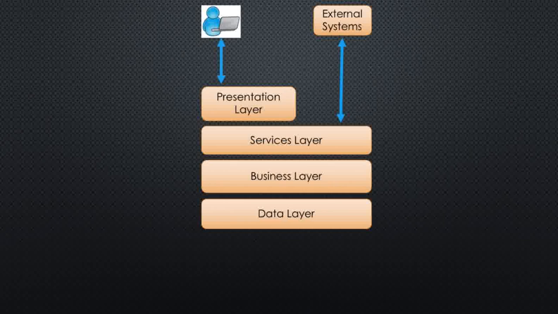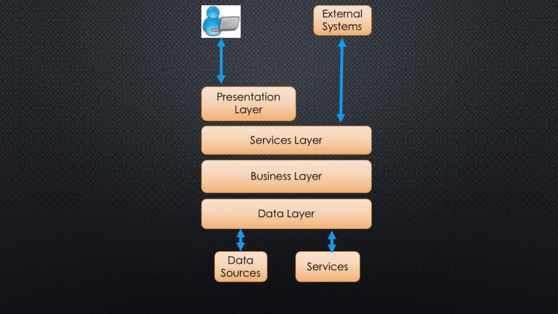And here's the data layer. This is where the access to the data sources is programmed. So this is where we put in which databases we want to hook into, and other services also use this. So where the external systems interact with the services layer, the data layer may also interact with another system's service layer to pull in data and process it.